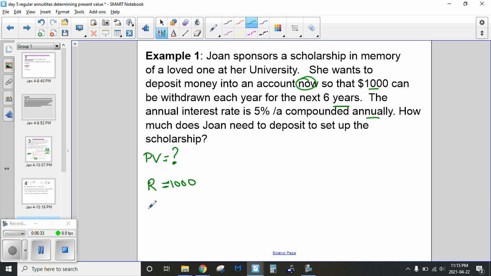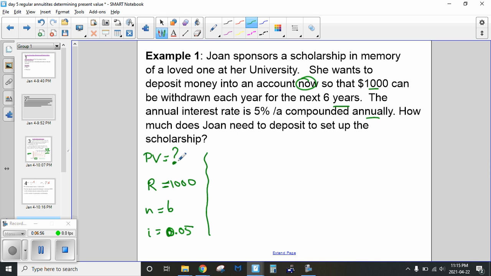The timeline there is 6 years, and it's compounded annually, so I don't have to multiply by anything. It's just 6. And what am I missing here? The interest rate, 5%, changed into a decimal, 0.05.